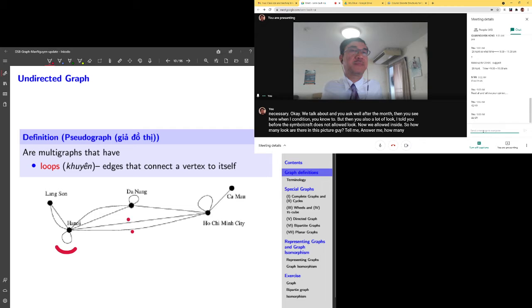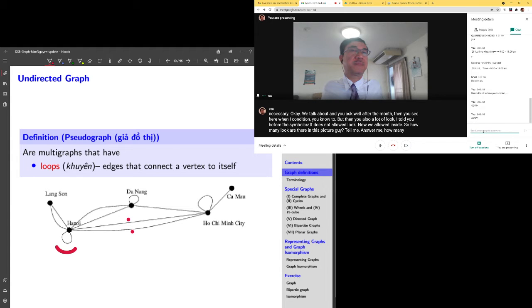3. 3. Excellent. Tell me what is the maximum multiplicity in this graph? There are 3 loops. So this is one loop in Hanoi, the second loop in Da Nang, and the third one in Ho Chi Minh City. But I ask what is the maximum multiplicity?